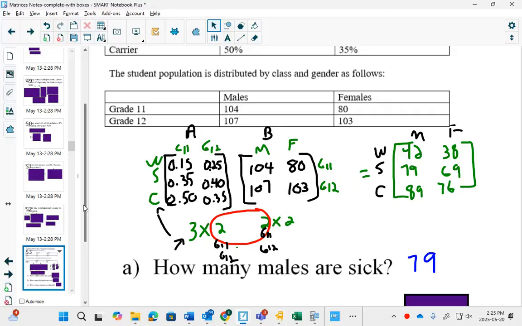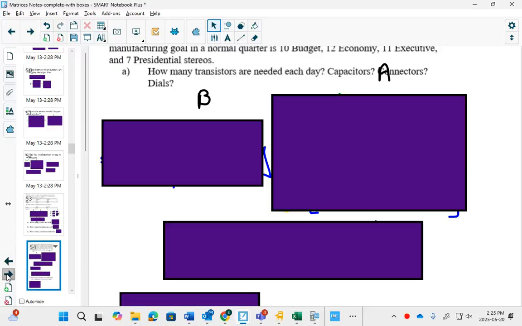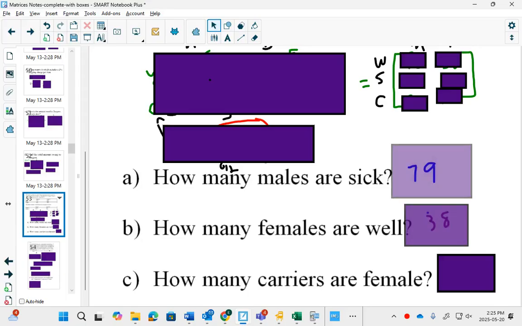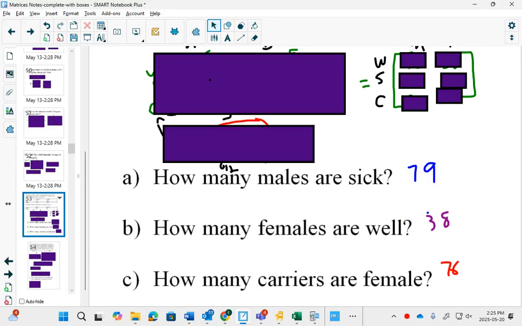Everybody done on this page? Almost, yes? So, again, oops. Oh, I can just scroll down. Everybody get all the numbers from the data?